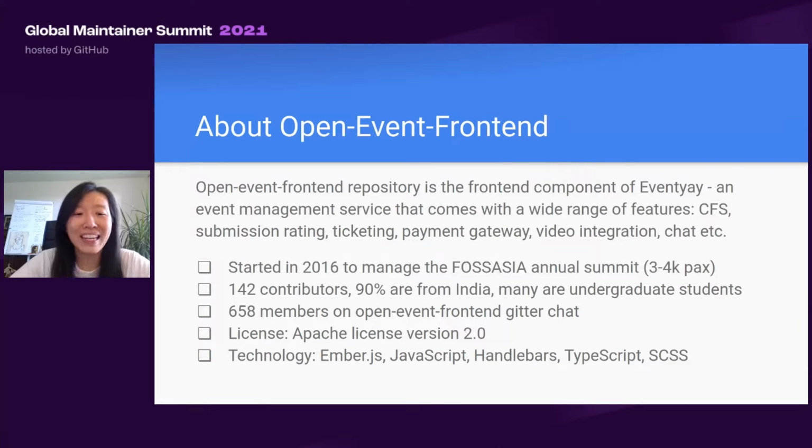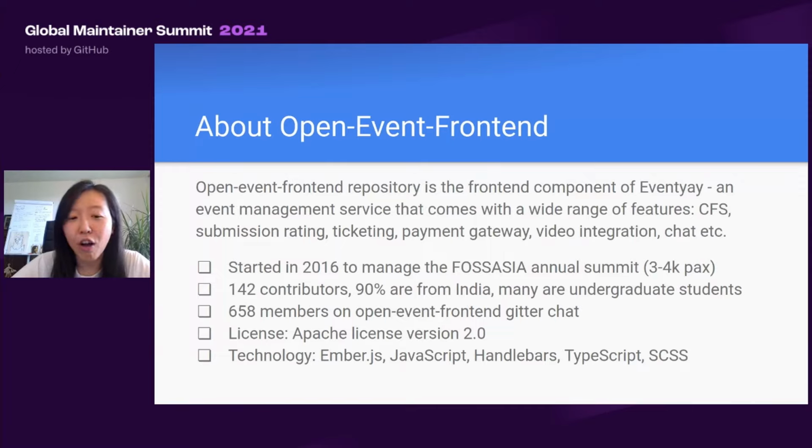This project started in 2016 because we wanted to use some open source solution to manage our own FOSSASIA annual summit. This is an event with 3,000 to 4,000 people per year. And of course, the project was led by some of the FOSSASIA members. Until today, we have 142 contributors on GitHub. 90% of our contributors are from India, and many of them are undergraduate students. I'm only talking about this particular Open Event project, not the entire FOSSASIA, by the way.